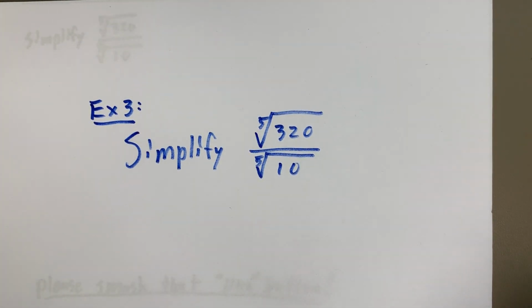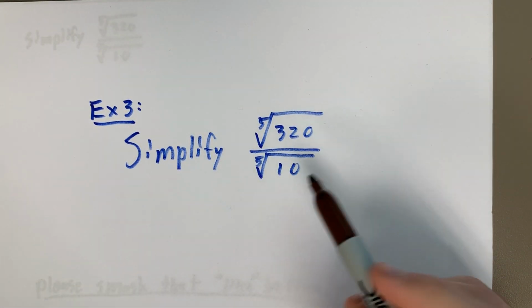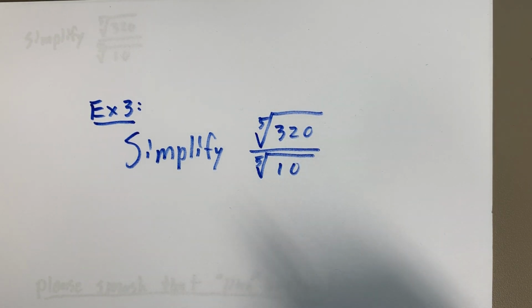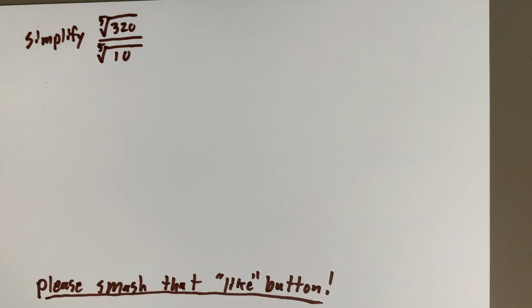Alright, so in this video, we're going to be talking about how to simplify this kind of complicated expression, the fifth root of 320 over the fifth root of 10. This is going to work basically the exact same way that we handled the last example. So how does this work out?